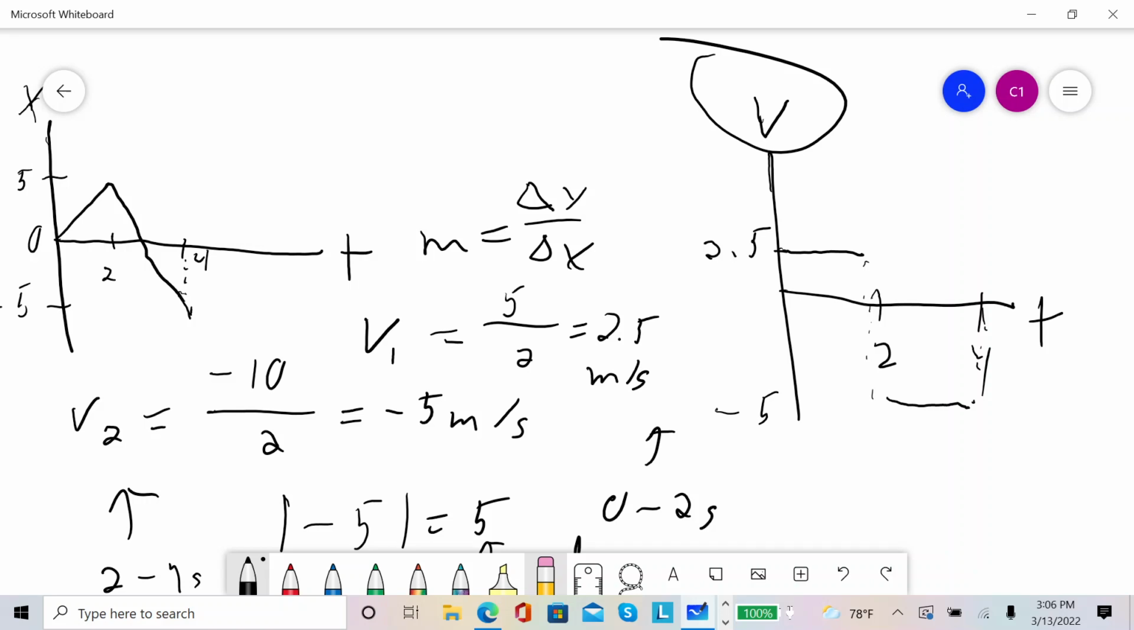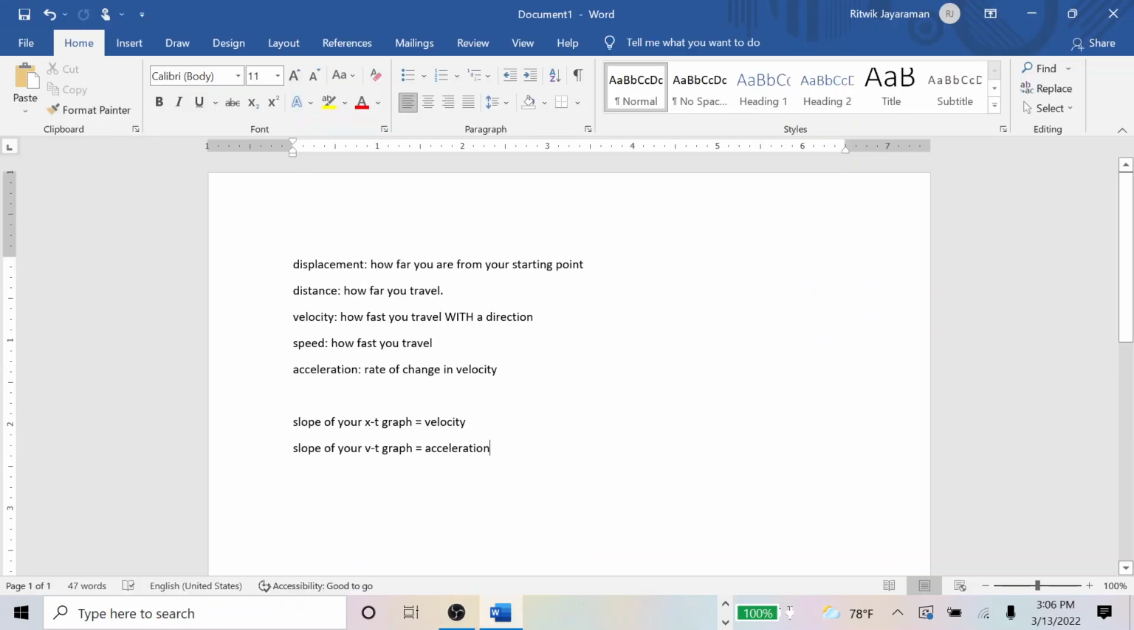And then if we look at the differences in area, so if we say, what happens if we take the area under the curve, right? Now, your area under your acceleration time graph is going to be your velocity, right? Because acceleration times time equals velocity.